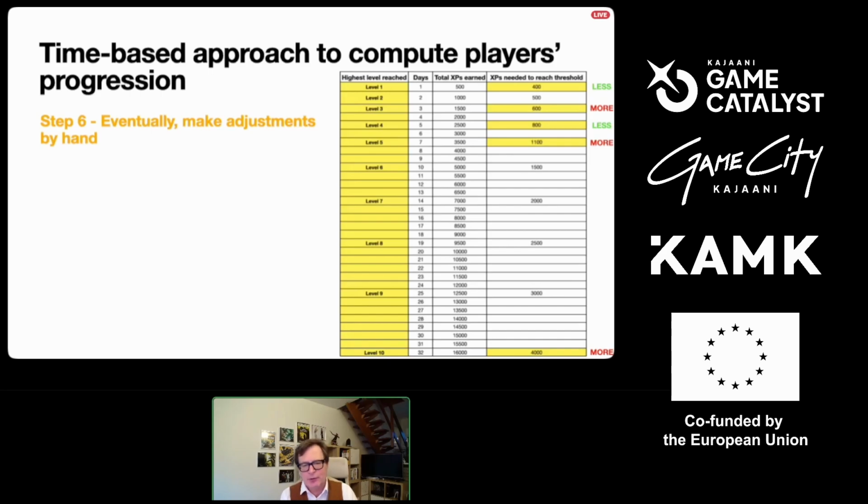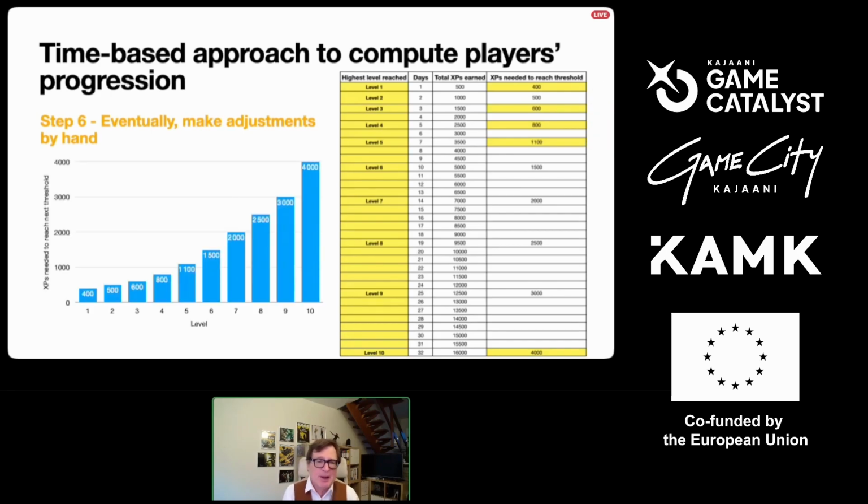But in real life, in practice, you need to adjust some thresholds by hand. For instance, in my example, I decided that 400 XP should be enough for players to unlock threshold 1 on the first day of play. Why? Because I want to make sure that most players, even those that do only a few races, will unlock new content. So you see here, when I say less, that means that I request less XP. More means that I want more XP than what is computed by the formula. And that's how you can define it.